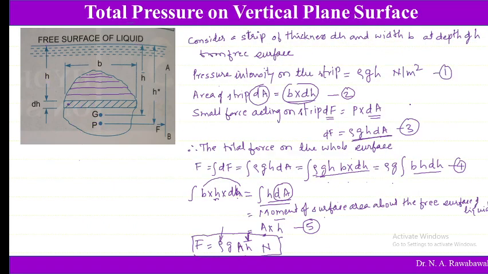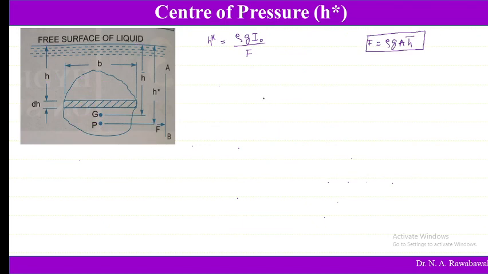We can see here, this force F is equal to rho g a h bar. So we call this equation the total pressure. This is known as the total pressure. So this total pressure F we have taken here. So replacing, rho g I naught divided by rho g a h bar. So rho g gets cancelled. So we will have I naught divided by a h bar.